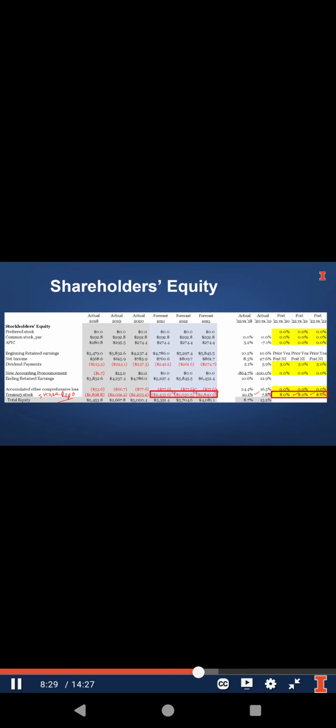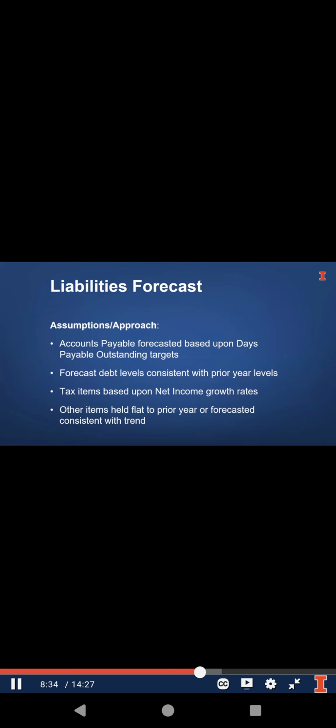Okay. And so now we've completed the equity section of our balance sheet. And now we can move on our way up. And so next is liabilities. Within the liability section of our forecast, we're going to start using some of our ratio analysis. So in order to forecast accounts payable, we're going to use our days payable outstanding, or DPO, to back into our accounts payable forecast.